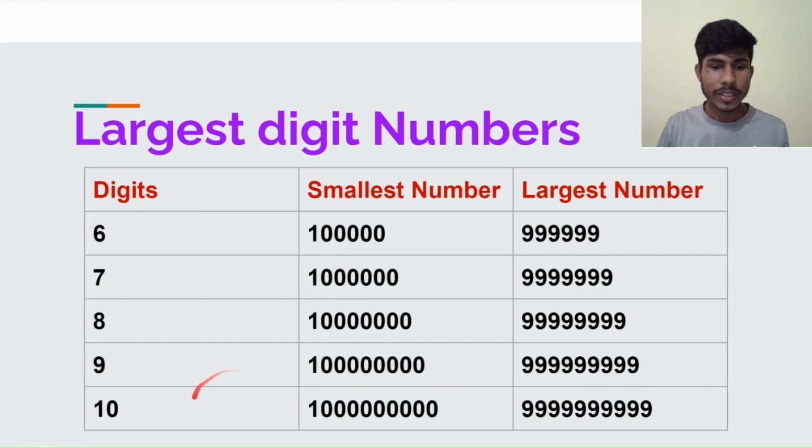Similarly, for any digit number, to get the largest number, you have to make all those digits as 9. For the smallest digit number, you have to put a 1 on the left side and make the remaining digits zeros. So you will get the smallest digit number. For the largest, it's very simple. Make all the digits as 9. It's very simple, right? So it will keep on growing and you can write as many digits as possible.